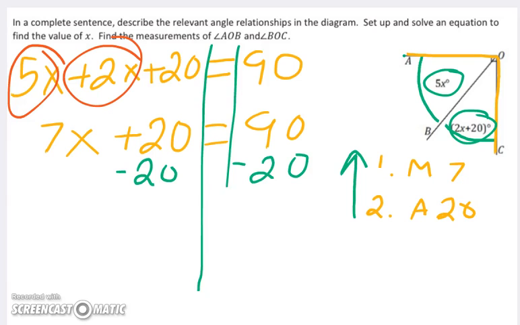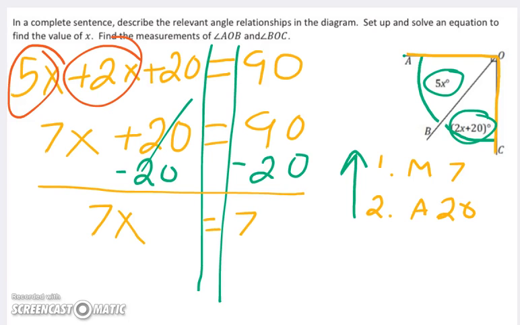Don't forget to do it to both sides. Opposites cancel out. Remaining is 7x equals 70. And then, well, we did the opposite of this step. Now we do the opposite of the first step. Instead of multiplying by 7, we will divide by 7. And now x equals 10. Okay.